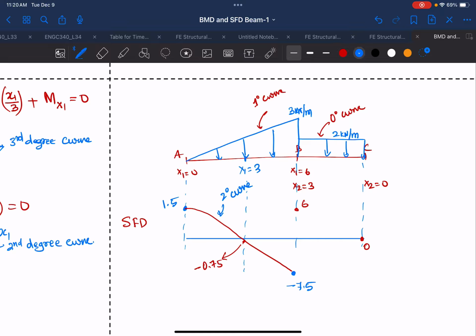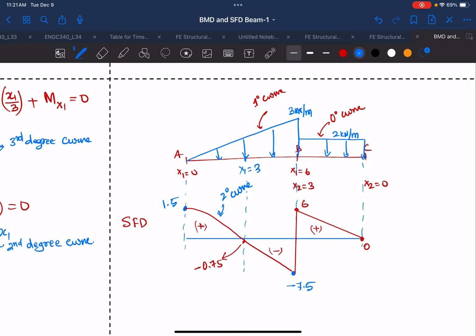And how do we know whether it's a straight line or a curve? You have to look at your loading curve degree. If the load is 0, then the shear force will be a straight line of 1 degree. So you have a straight line here, and then you just need to draw that. Now we have the positive, negative, positive shear force. That's about shear force, and now you're going to verify whether everything is correct or not.